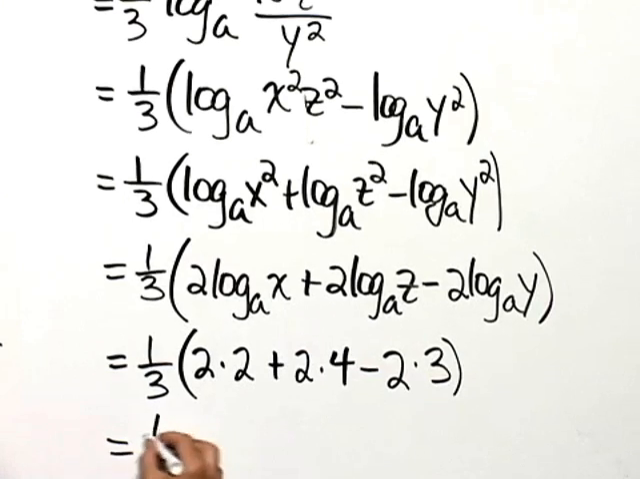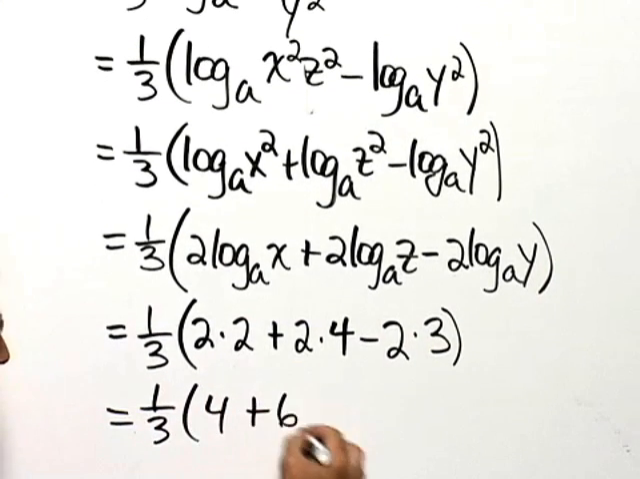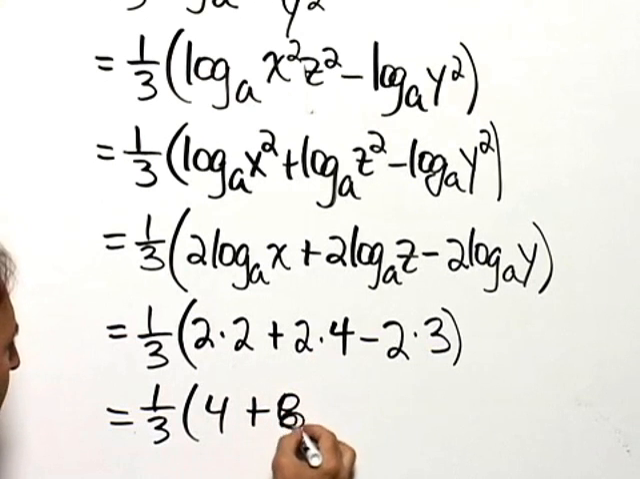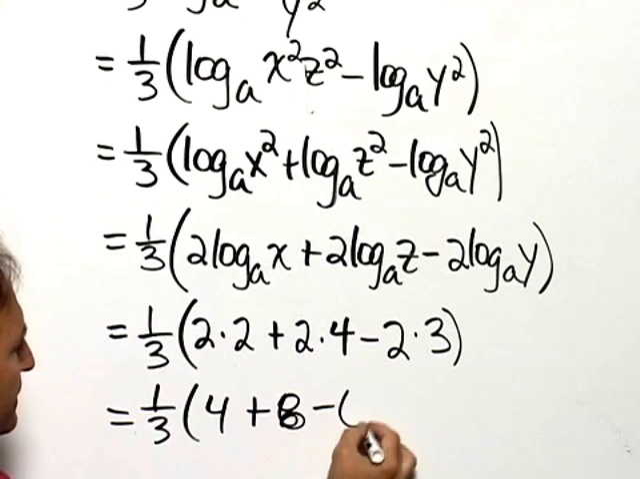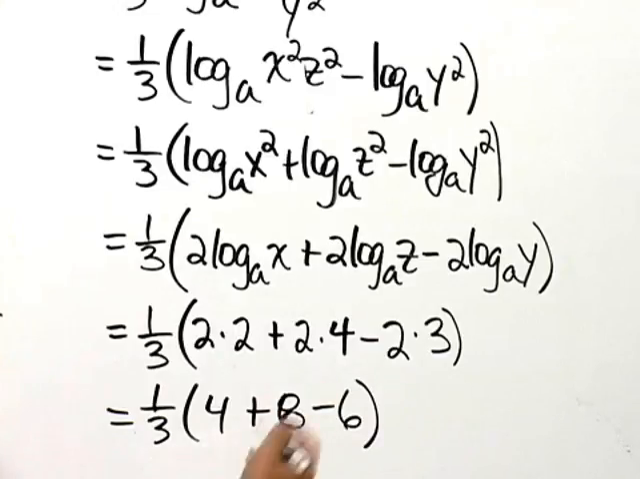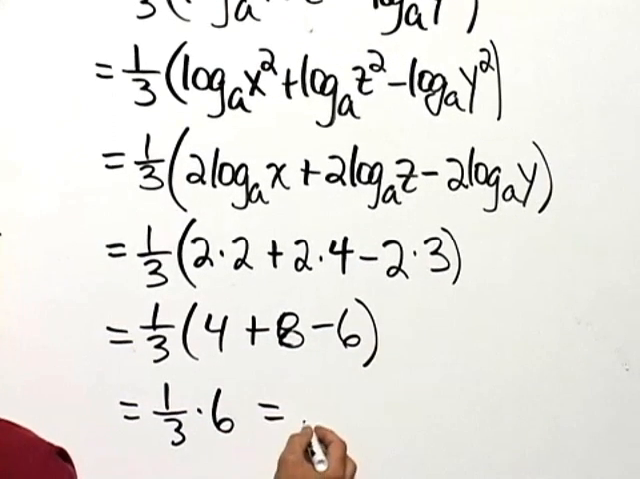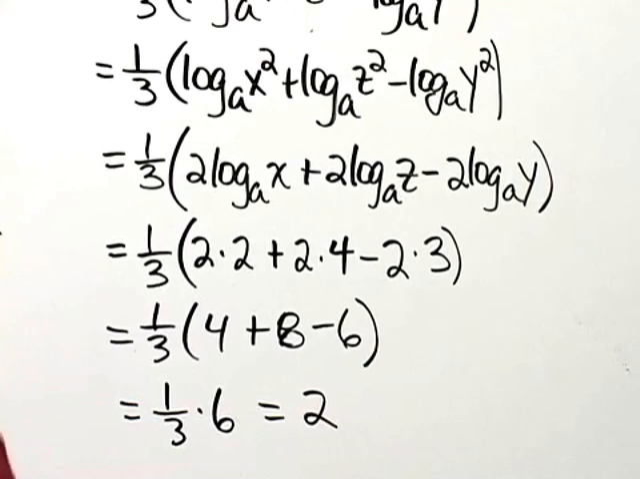So this is 1/3 of 4 plus 8, minus 6. So now 4 plus 8, of course, is 12, minus 6 is 6. So this is 1/3 times 6, or in other words, it's equal to 2.